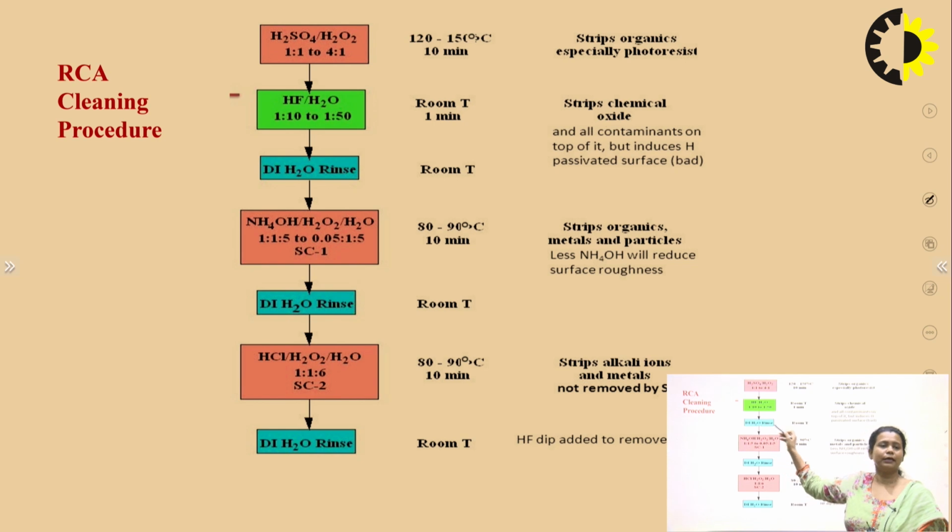So we are using deionized water to rinse it. Then we have the ammonium hydroxide and hydrogen peroxide solution, in 1:1:5 ratio, at around 80 to 90 degrees Celsius for around 10 minutes. Again, after this, we have to rinse it using deionized water. Every time we use chemicals, we have to rinse our wafer. After that, we use HCl, H2O2, and H2O to remove basically the alkali ions and the metals that are not removed by SC1.